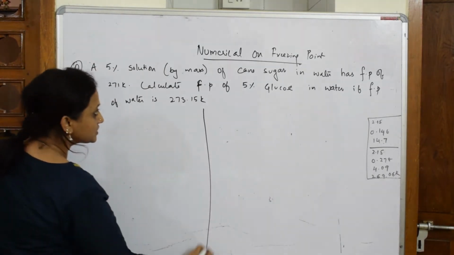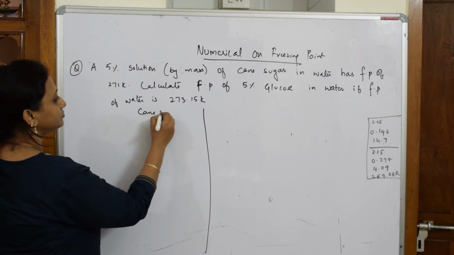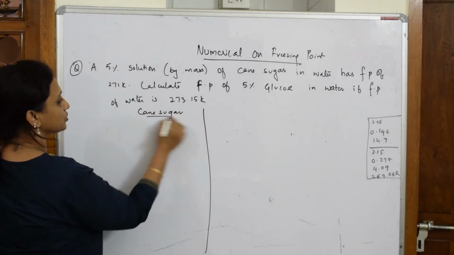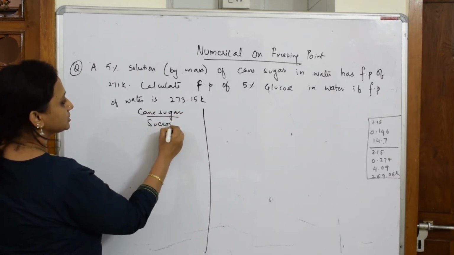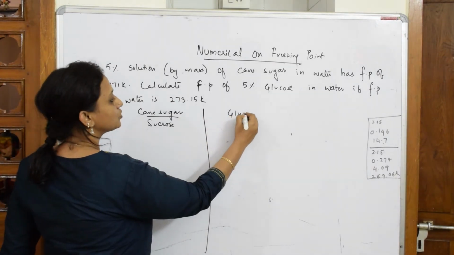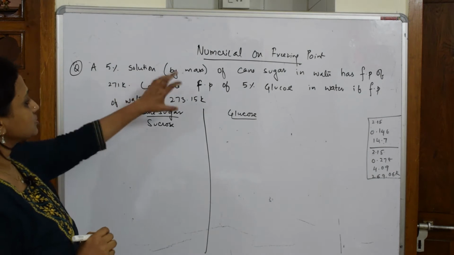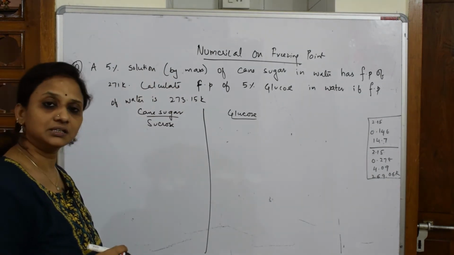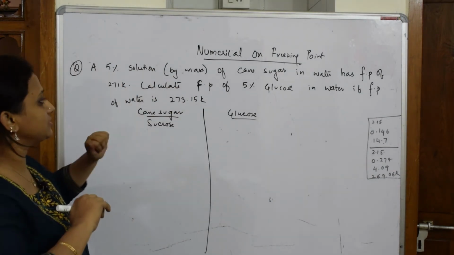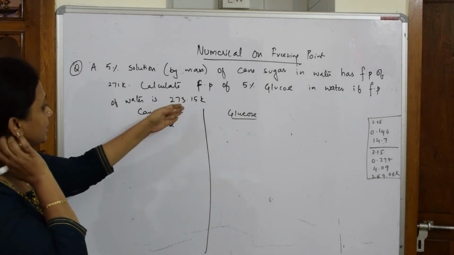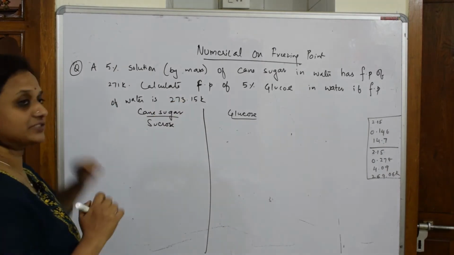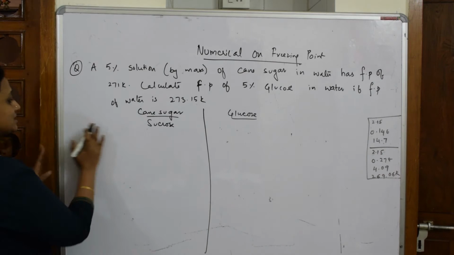The first condition is we have cane sugar, nothing but your sucrose. Then they've given me glucose also. So they've given two different solutes. Weight is given to us, delta T naught F is given to us, TF is given to us. So first, let us write the formula.